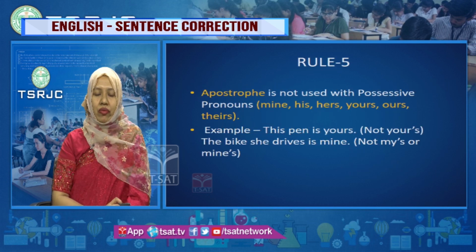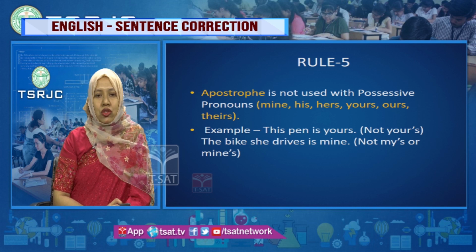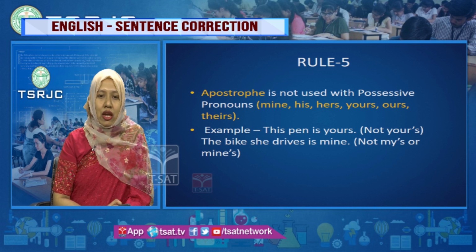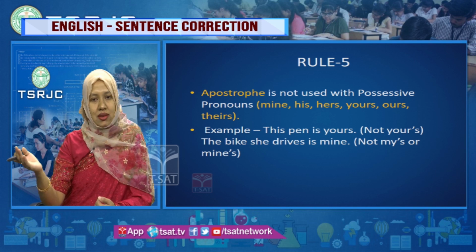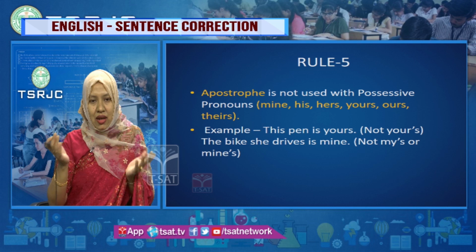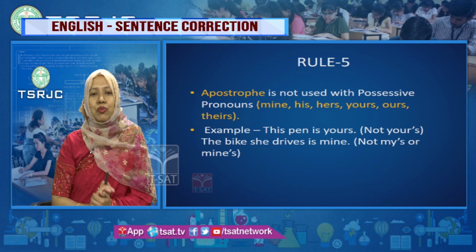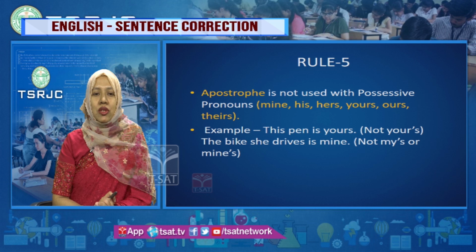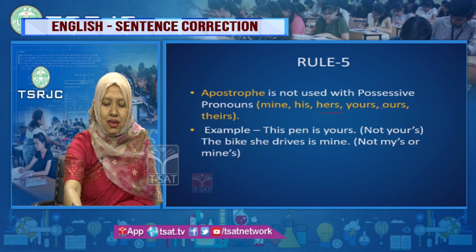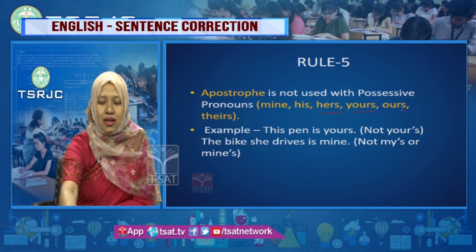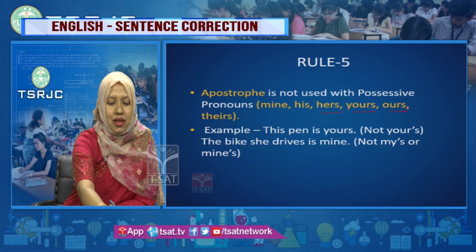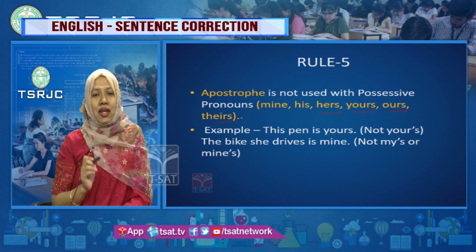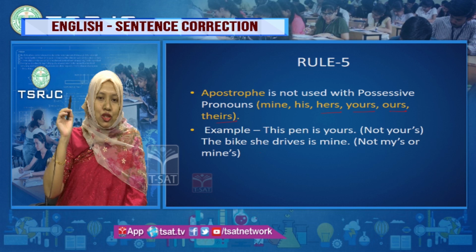Moving to the next rule. Use of apostrophe. An apostrophe should not be used with possessive pronouns. Possessive pronouns like mine, his, hers, yours, ours, theirs, these are all called possessive pronouns. With these possessive pronouns, you can see at the end there is an S. Hers is ending with S, yours is ending with S, ours is ending with S, theirs is ending with S. Because there is an S, you should never think that there should be an apostrophe.